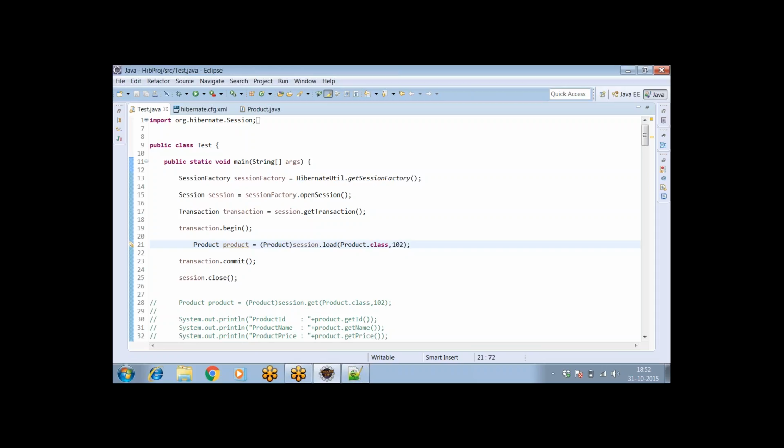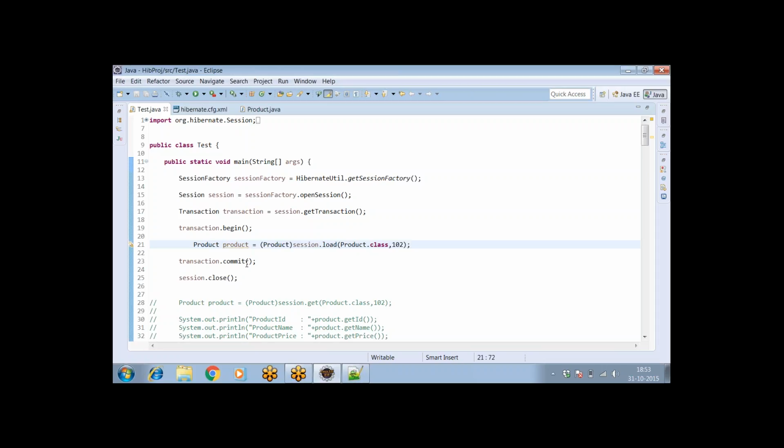And moreover, the object reference which you're going to get, you'll find that it's a proxy object. It is actually a proxy object. So the load method will not hit the database server straight away. It is simply a proxy object.